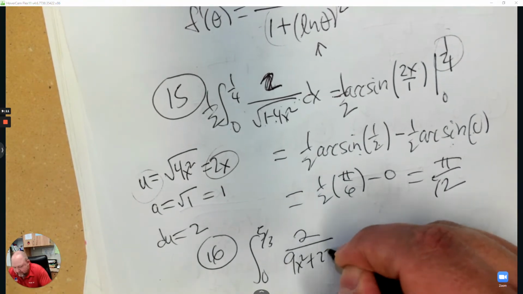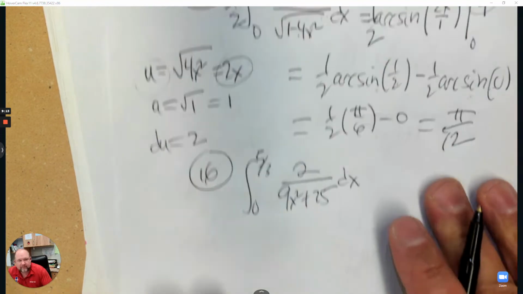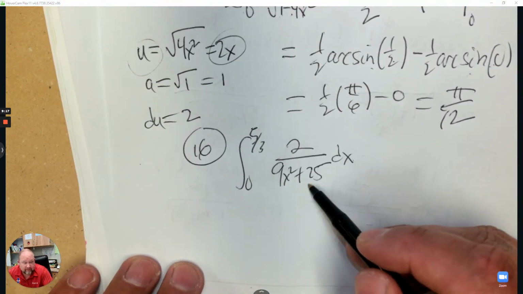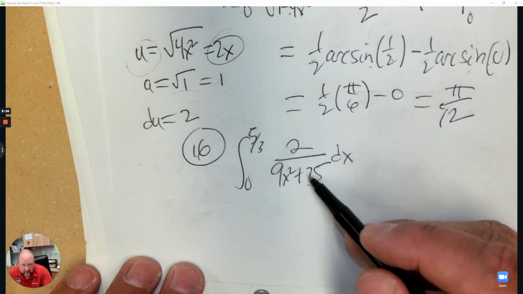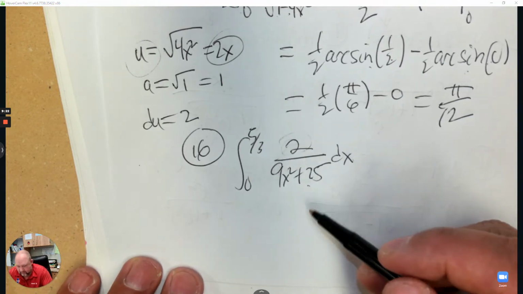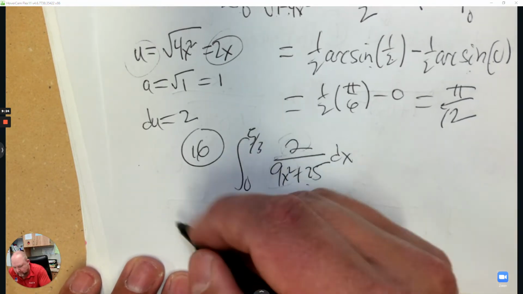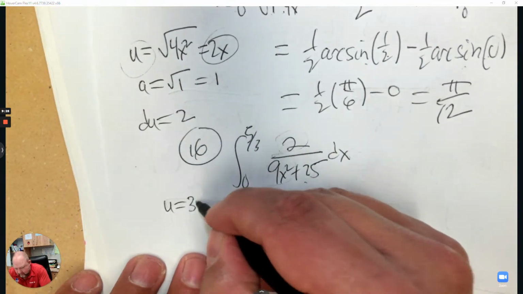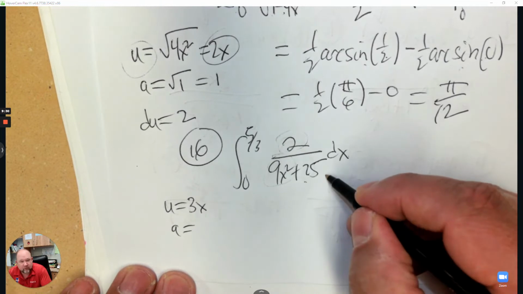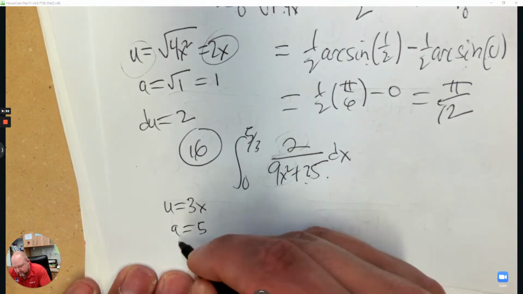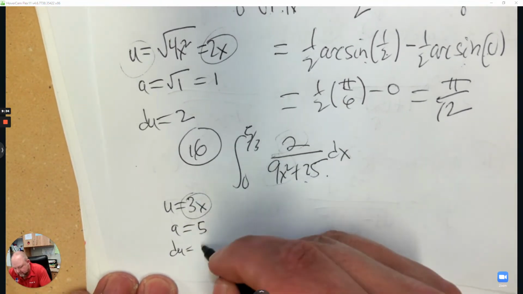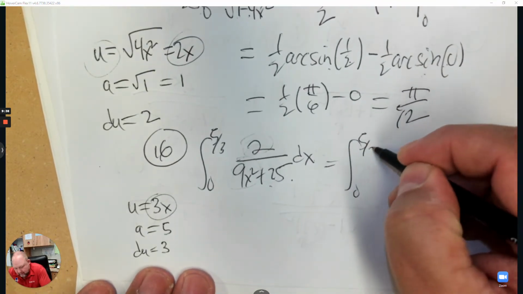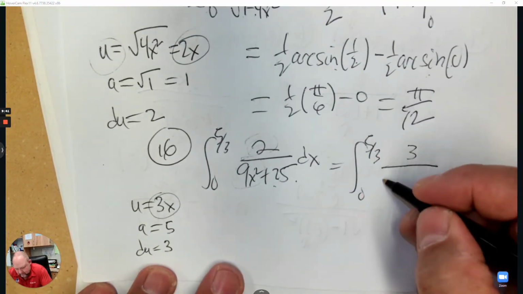So think what form it's in, and then we're going to go from there. If I see a fraction, I can tell if I take the derivative of this, it doesn't match, so it's not a logarithm. I see a constant up there. So if I take the square root of that, that's what u is. So u is the square root of 9x squared. A is the square root of 25. And then the derivative of this is 3. So I'm going to rewrite it the way it needs to be written.